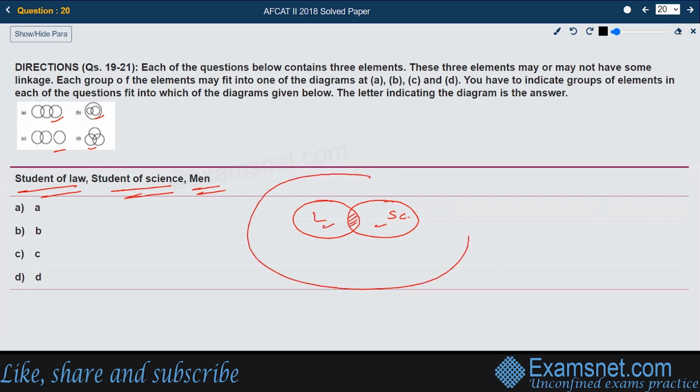And if we have a bigger circle of men, we can easily say that out of this bigger circle of men, some part can be taken by law, that is, some men are in the field of law, some men are in the field of science, and some men are in both, and they are the students. So this is the right diagram which can justify the answer, which is available in option number D. So that is the right answer.